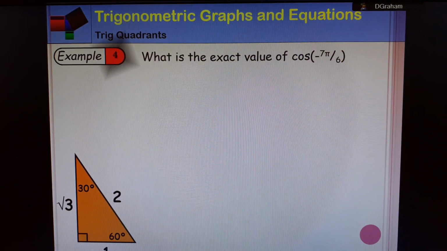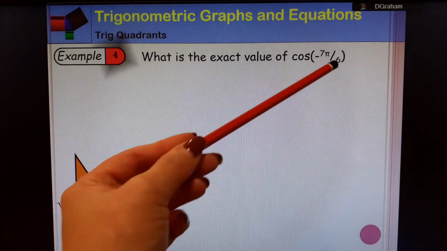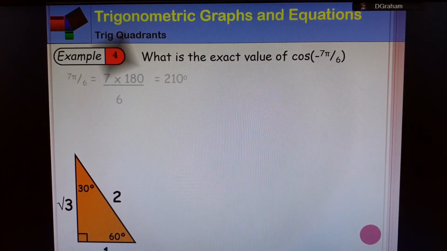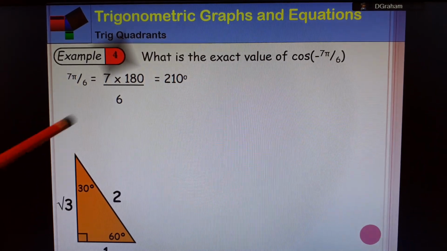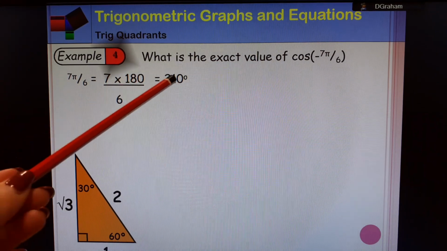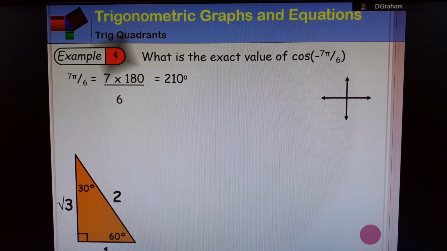And here we have example 4. What is the exact value of cos of negative 7 pi over 6? We have two things going on here. We have radians, but we also have a negative in there. So I'll show you how you deal with that in a moment, but let's work out what 7 pi over 6 is in degrees. 180 divided by 6 is 30. 7 times 30 is 210. So we're going to be working out the cos of negative 210.